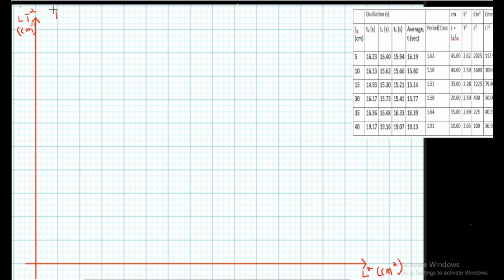So we have the title, which is a graph of LT squared in centimeter second squared against L squared, which is in centimeter squared. So this is going to be the title of our graph. Now the next one here is our scale.